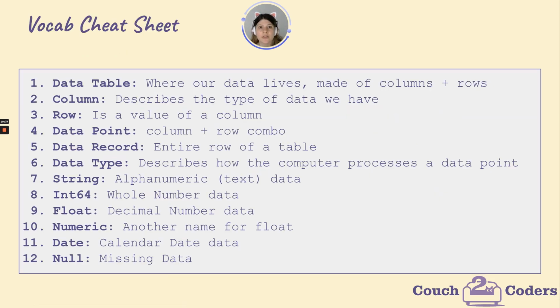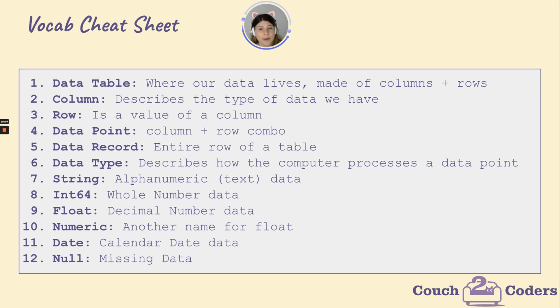So let's go over all the terms that we have covered in these first 3 modules. We have a data table. That's where our data lives, made of columns and rows. Columns describe the type of data. Row is the value. A data point is one specific row-column combination.